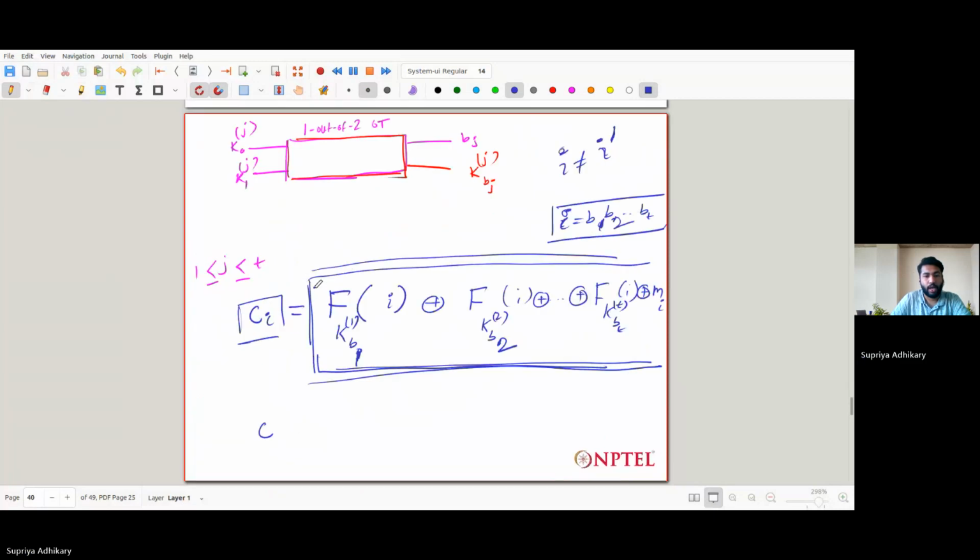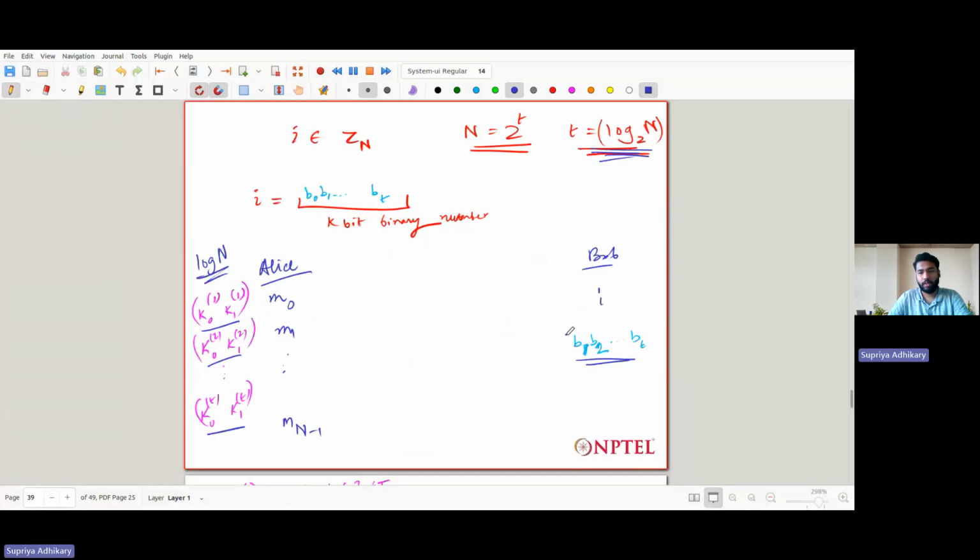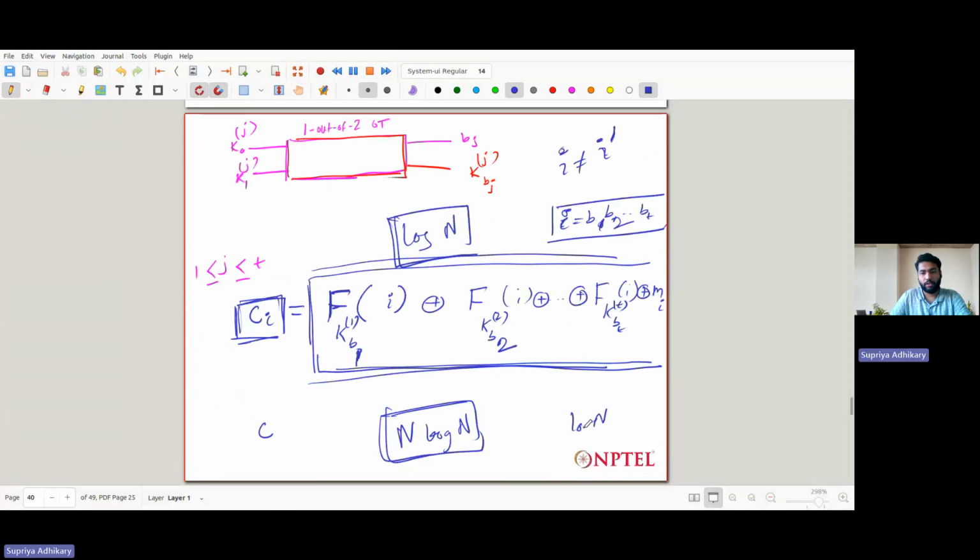Also, to generate all the ciphertexts, for generating each of the ciphertexts, Alice has to evaluate this f. Invoke this f. How many times? Log n many times. So to generate all of the ciphertexts, that would be n log n. And then all of these n ciphertexts have to be sent to Bob. And at the Bob side, it will only take log n invocations of f to get back the MI.